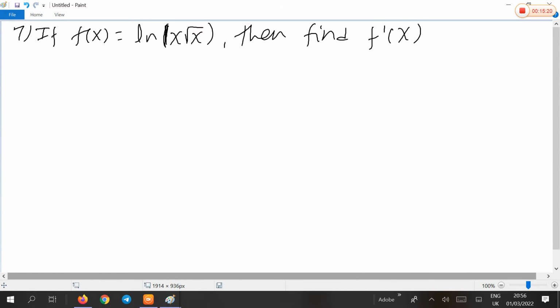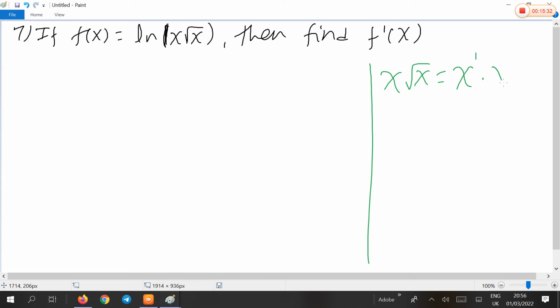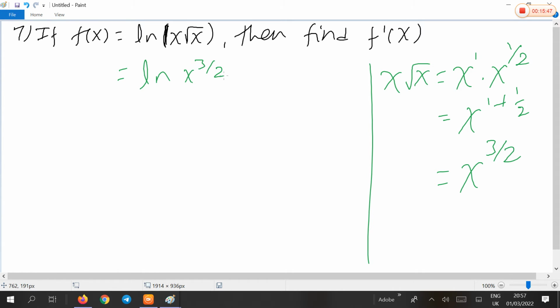If f of x is given by ln of x times the square root of x, then find the first derivative at x. X times square root of x can be expressed as x to the power of 1 times x to the power of 1 over 2, or x to the power of 1 plus 1 over 2, which is x to the power of 3 over 2. So this will be ln x to the power of 3 over 2.